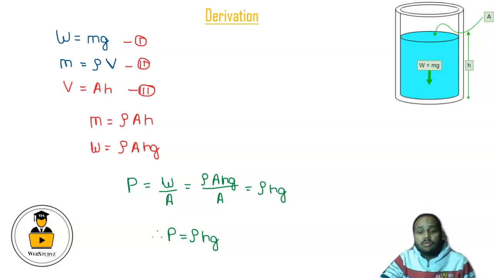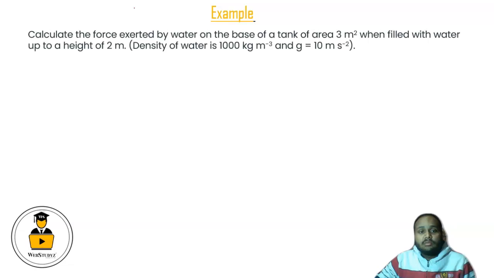Now let us solve a question based on this for better understanding. So here is our first question. We need to calculate the force exerted by the water on the base of a tank of area 3 square meter, when filled with water up to a height of 2 meter. We have been given the density of water as 1000 kg per meter cube and the value of acceleration due to gravity, which is 10 meter per second square. Fine. So firstly, we have the depth of the column, which we can say as height. Height is given as 2 meters.